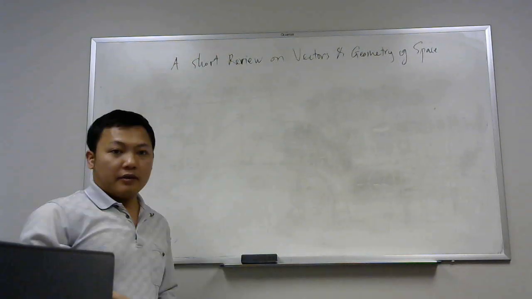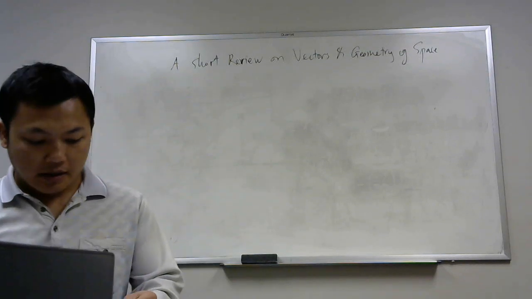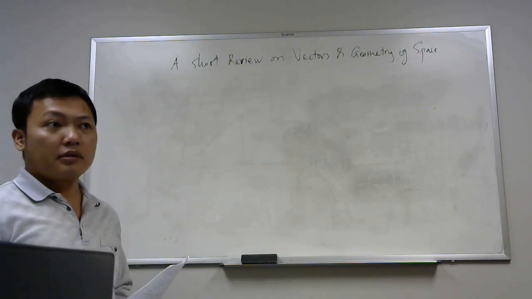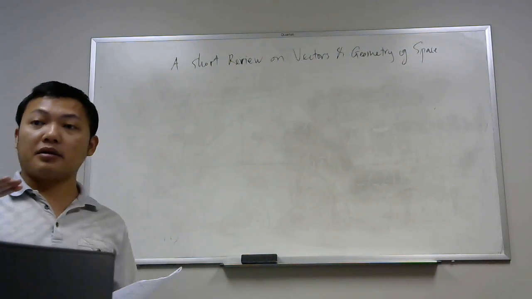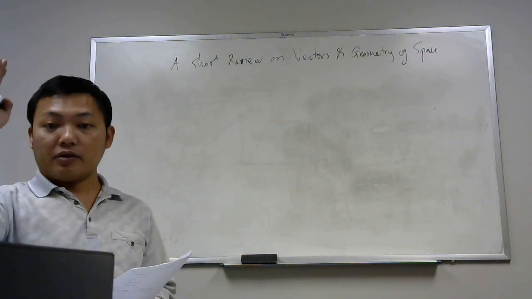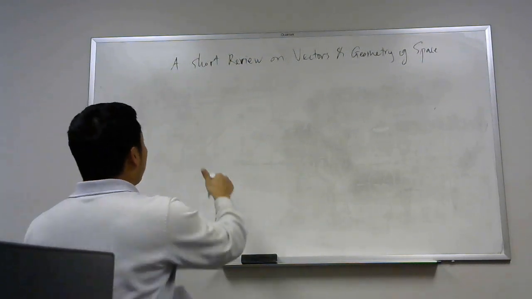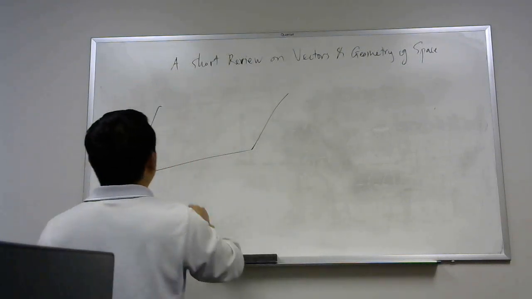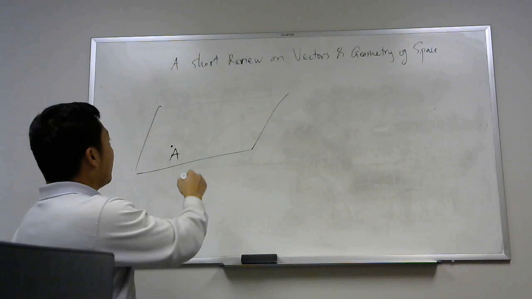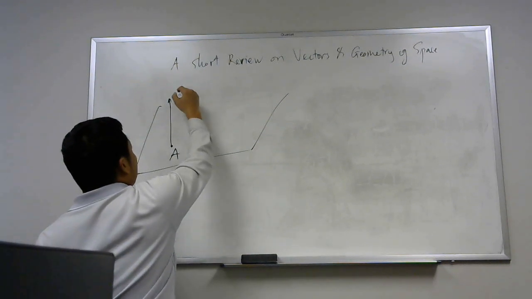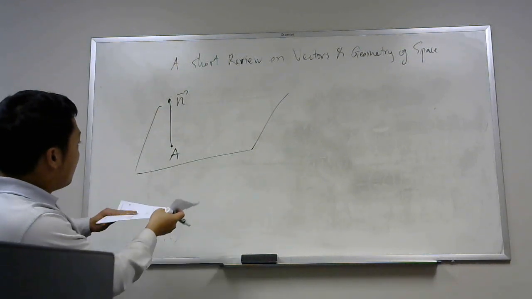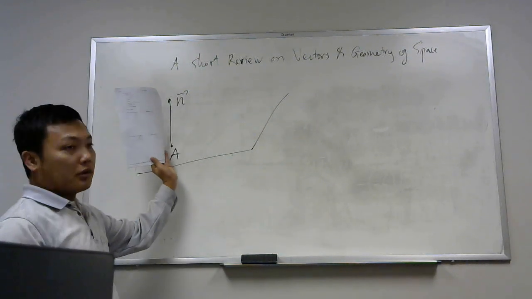Another application of orthogonal projection is that we can use it to write the equation of a plane passing through some point and having a normal vector. How to do that? For example, you fix some point A, and you fix some normal vector n, and you want to find the equation of the plane passing through A and orthogonal to n.